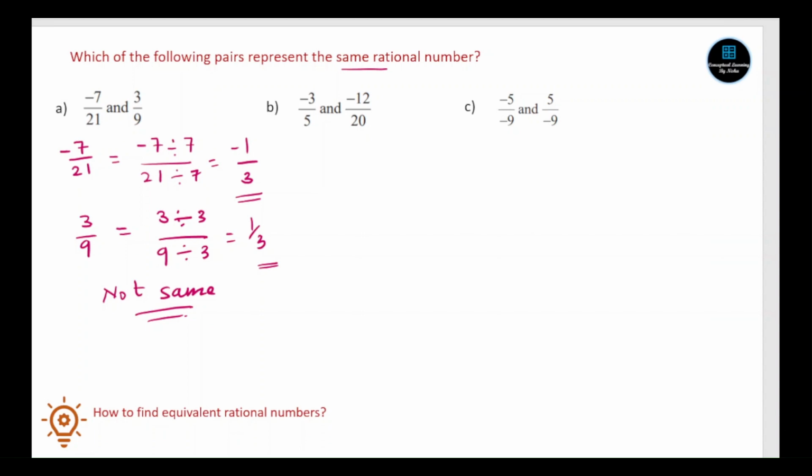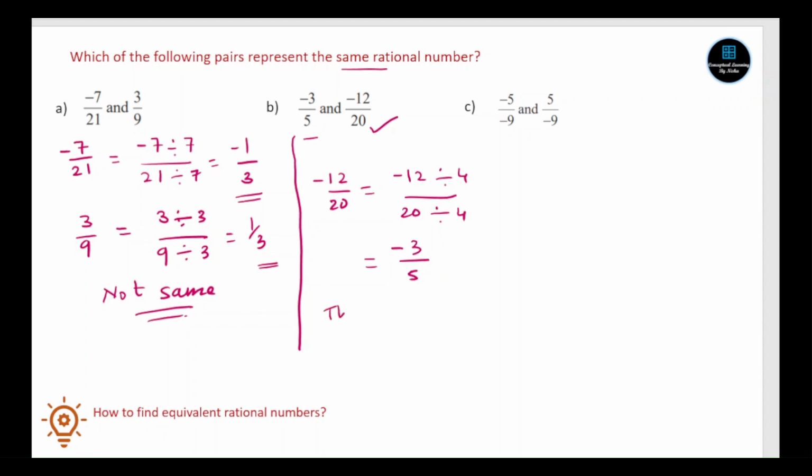Perfect. Now let's solve the second one. Minus 3 upon 5. Can I simplify that? No. Now minus 12 upon 20. How to simplify it? Yes, by dividing by the HCF 4. 20 divided by 4, what do we get? This is nothing but minus 3 upon 5. So this is also minus 3 upon 5. So they are the same, right? They are the same.